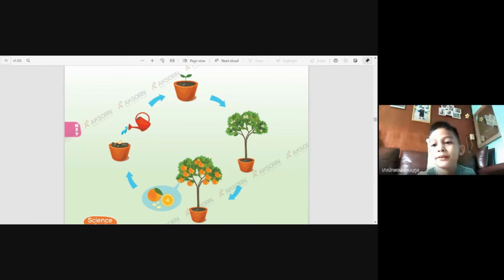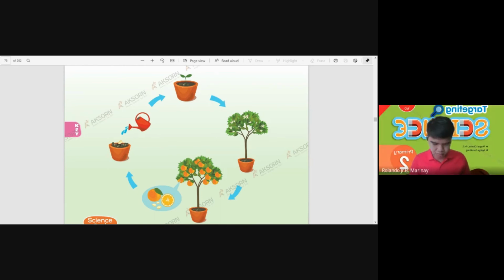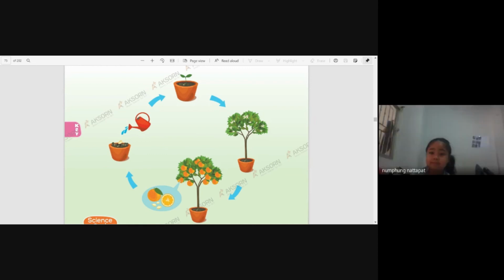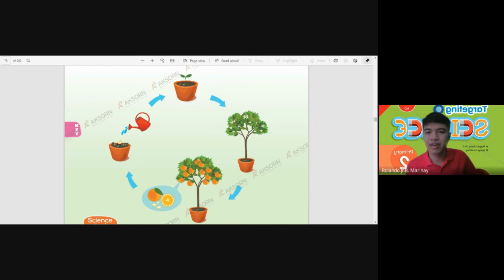Next. Teacher, finish. Wow, very good. If the others are not yet finished, you can color it. Very good. Let's wait for the others. While waiting for the others, you can still color it if you want.